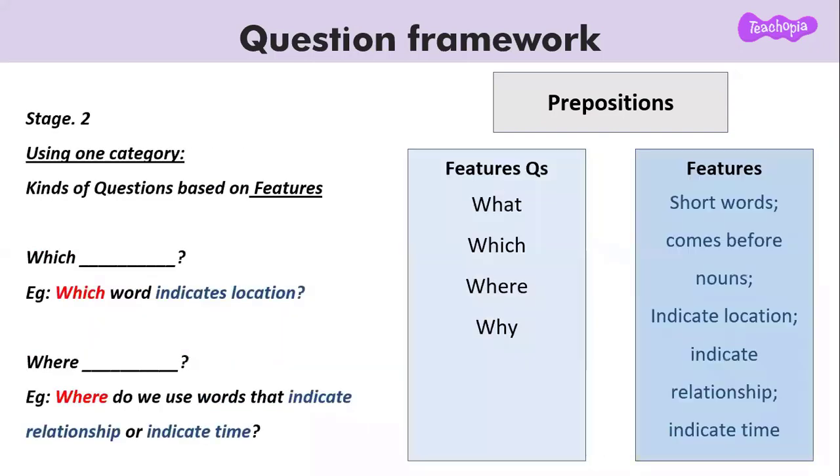Next, if we want to build our questions based on the features category of prepositions, we need to know what the features are. We do know that they are short words, they come before nouns, they indicate location and indicate relationship and time. And a few question starters that can be used for the features category are what, which, where, and why. What kind of questions can we come up with these question starters? They can be something like this. Which word indicates location? Where do we use words that indicate relationship or indicate time?